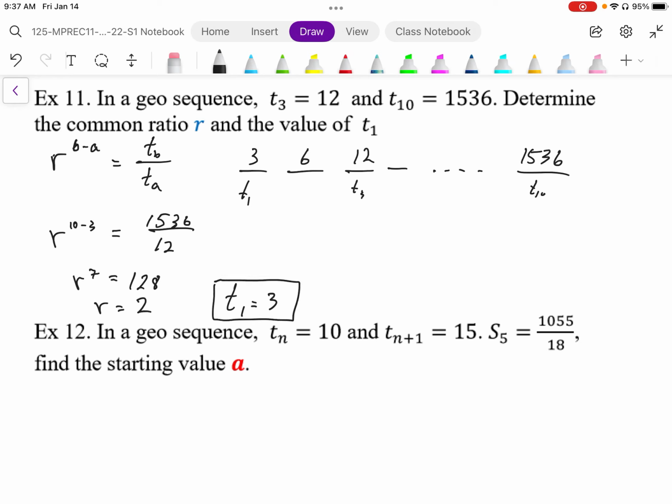We could also put it into the formula. Since we know we're looking for T1, we can say that T3 is 12. This is T1 times the common ratio of 2 to the power of 3 minus 1. So 12 is equal to T1 times 2 to the power 2, and then we can solve for T1 that way as well using the formula.